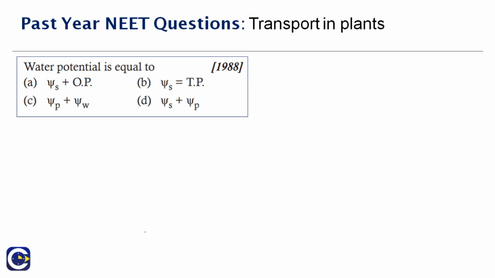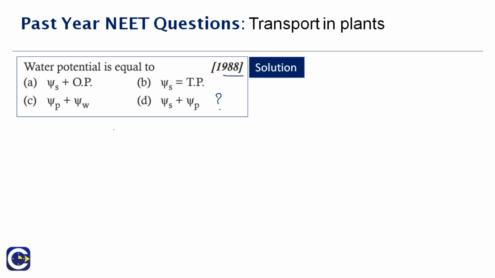Now let's move to the next question here. This question was asked in the year 1988. Very easy question for you to answer. Water potential is equal to dash. Again, this is an easy question we already discussed in the early part. Water potential is defined as the difference between the chemical potential of water at any point in a system and that of pure water.